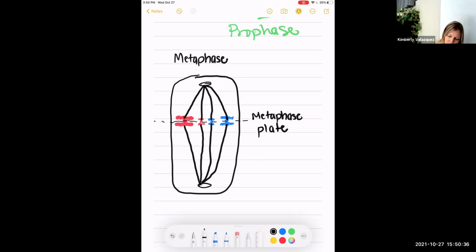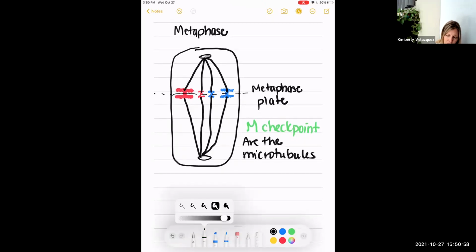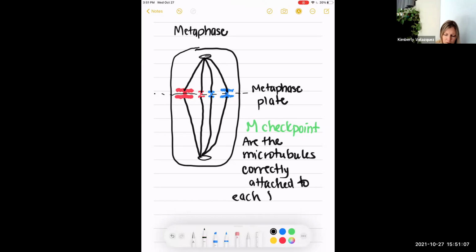But this is when another really important checkpoint takes place called the M checkpoint. And it's making sure that a microtubule is correctly attached to each sister chromatid. So are the microtubules correctly attached to each kinetochore?